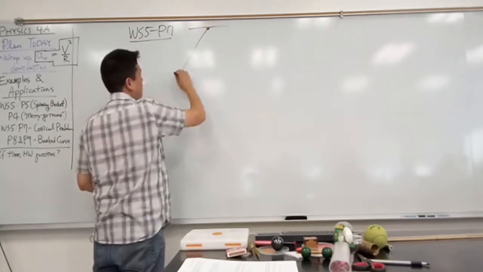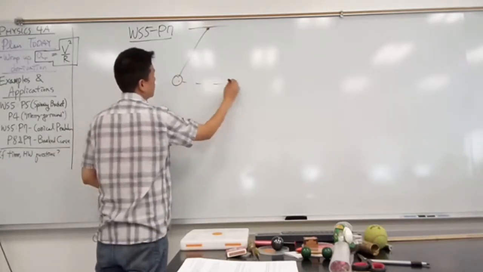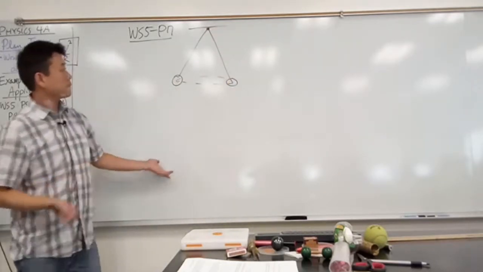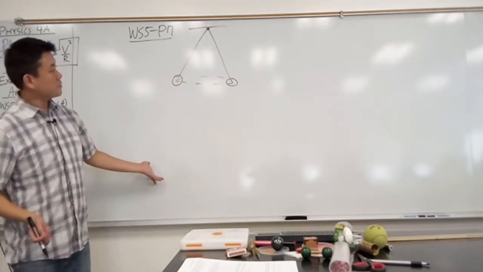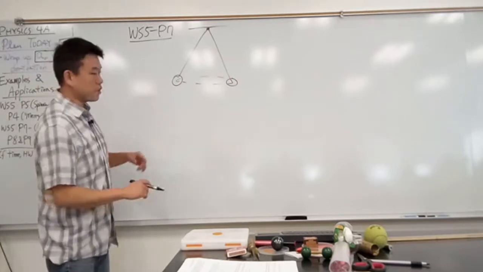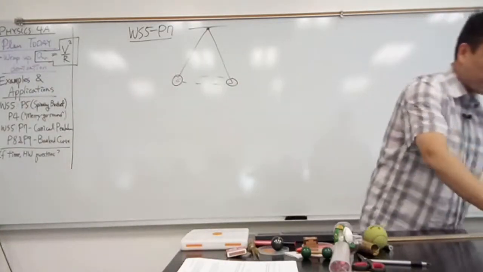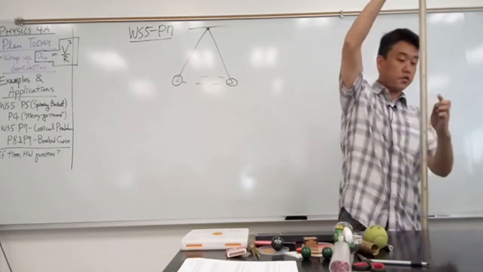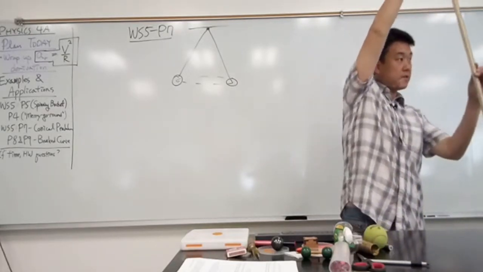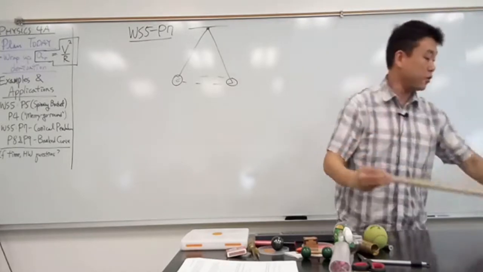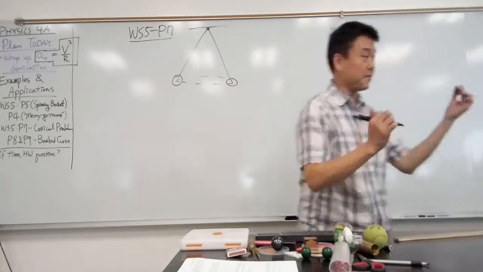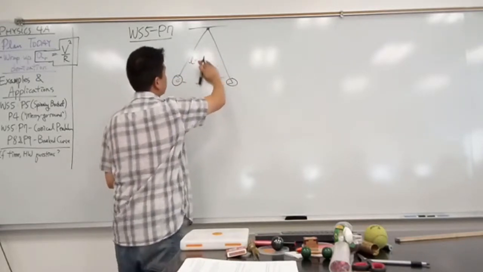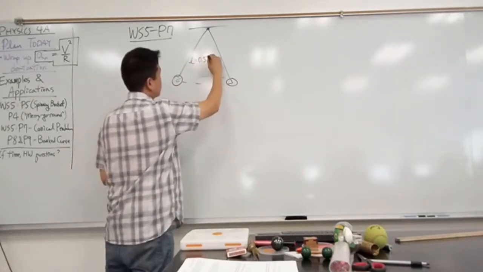And it's attached to a ball, which is undergoing circular motion. Let me actually measure the length this time and see how long it is. The length of the string that we are using is about 50 centimeters, right? So I'm going to be actually plugging in numbers this time. I'll say the length of the string is about 50 centimeters, or 0.5 meters.